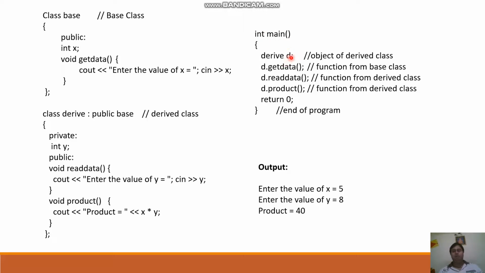Here we have to create an object of the derived class. So derive d is our object. By using that object we are going to access data from the base class as well as the derived class. Here you can see d dot getData. The getData is a function from the base class, and we can access that function. Then d dot readData and d dot product are functions which are present inside the derived class. And this is the end of your program, and this will be your output.